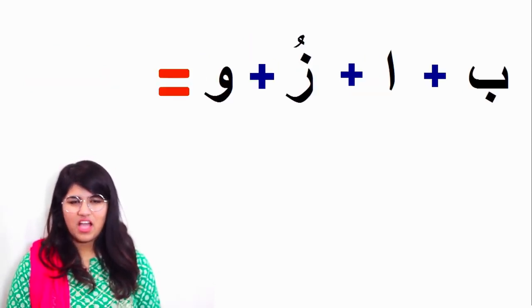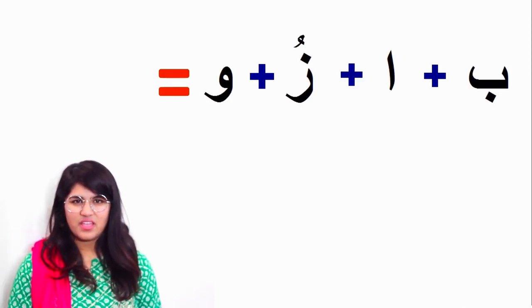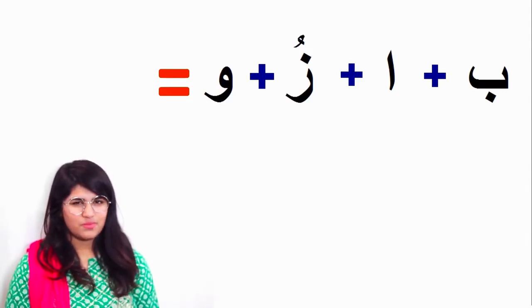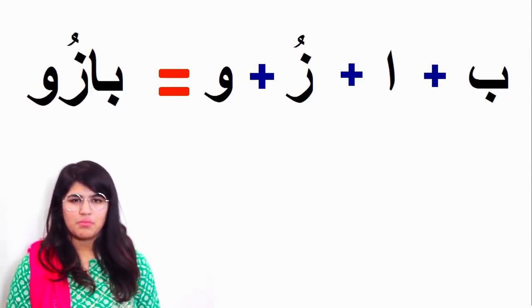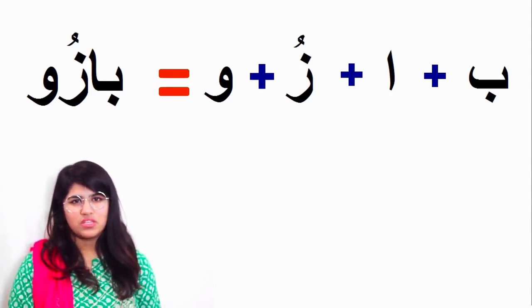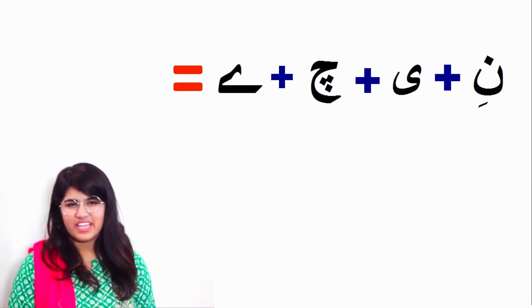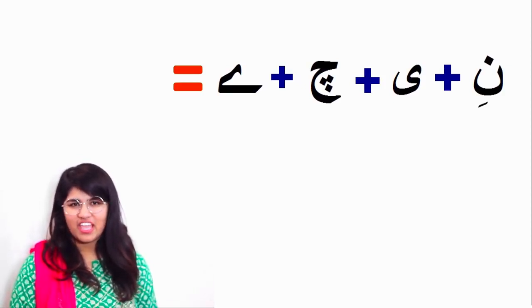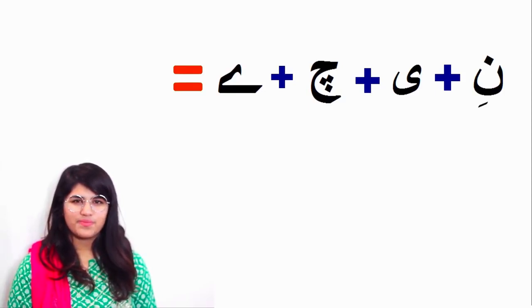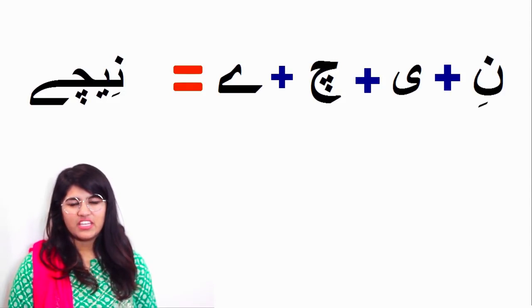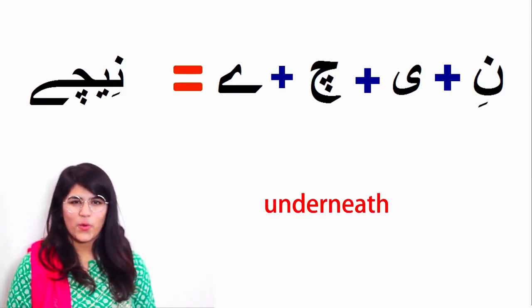Next we have be, alif, ze, pesh, and waw. This spells out to make bazu. Bazu means arm in Urdu. This one's a little difficult. First we have noon, ze, choti ye, che, and badi ye. Can you guess what it is? It spells out to make niche. Niche means underneath or below.